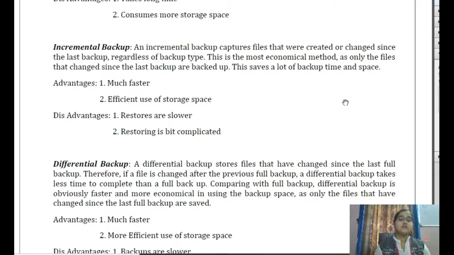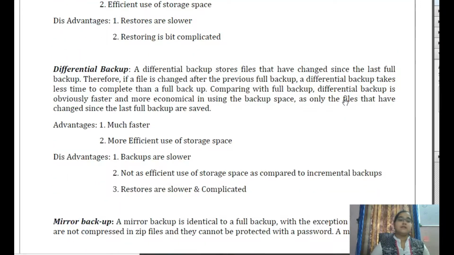Then the disadvantage: the restores are slower and restoring is a bit complicated. Let's say you have to back up the data for Monday to Friday. Monday, let us assume there is no previous backup, so one full backup is taken. Tuesday, what happens? Files which have been changed in Monday only will be captured. Wednesday, what will happen? Files which have been changed only on Tuesday will be captured. So when you want to restore it, you need to go step by step sequentially, and it will take a much longer time and it will be a bit complicated.